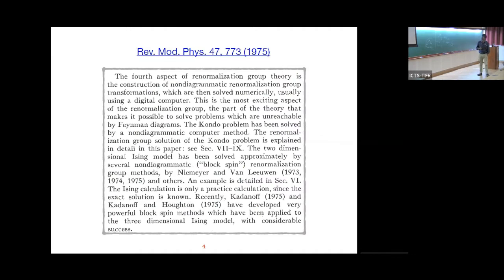Okay. So I just want to bring this section from Wilson's famous paper on the Kondo problem. He says that the fourth aspect of renormalization group theory is the construction of non-diagrammatic renormalization group transformations, which are then solved numerically using a digital computer. This is the most exciting part of the RG program, according to him. And this is exactly what we are doing now, but in a different way, using tensors. He used that method a long time ago, in 75, to solve the Kondo problem. And then he says that if you ever come up with some new method, the Ising calculation is only a practice calculation since the exact solution is known.